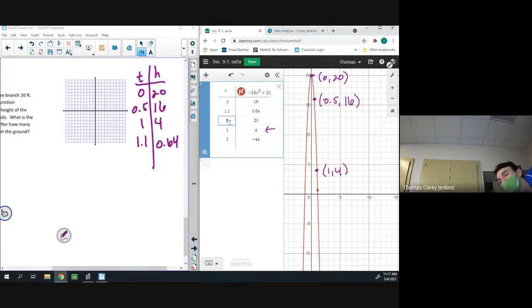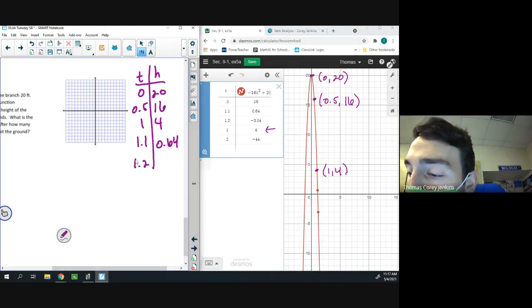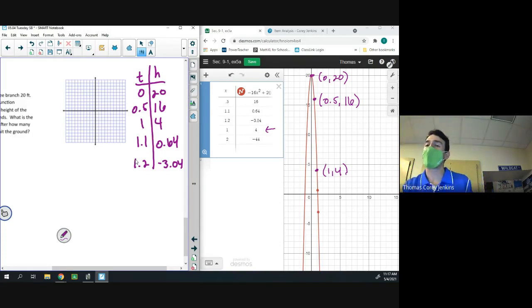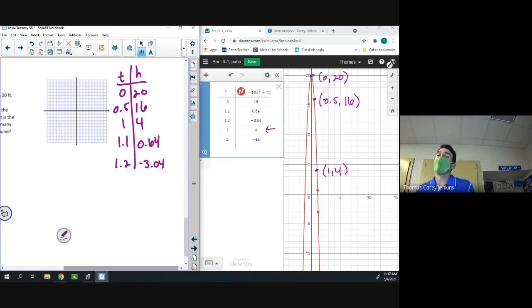So I'm going to go ahead and type that here. All right, so it says negative 3.04. So I'm going to write that down. 1.2, negative 3.04. All right, so let's go ahead and just analyze what we have then, and we'll look at putting it on the graph, okay? So 0.64 feet off the ground, we said that's really close, all right? I'm going to just put in parentheses, that's really close.